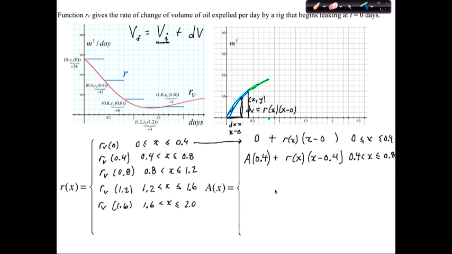Does this make sense? So then the rest should be easy, right? Once we get those first two, it should be easy. So now we're going from 0.8 to 1.2, 1.2 to 1.6.